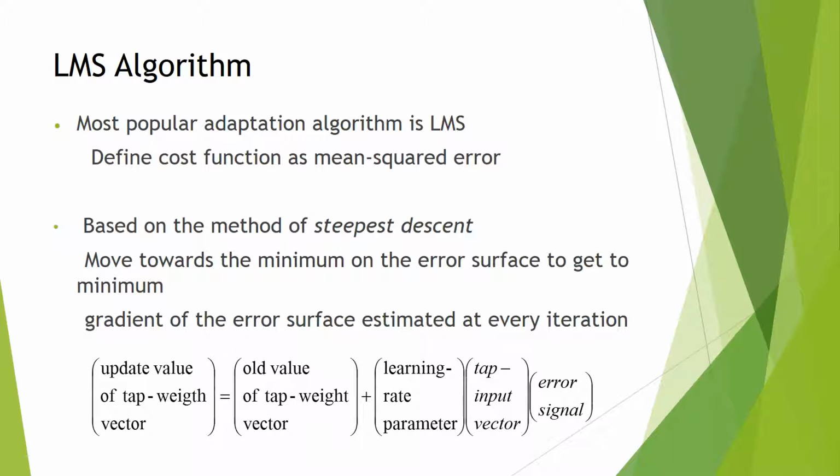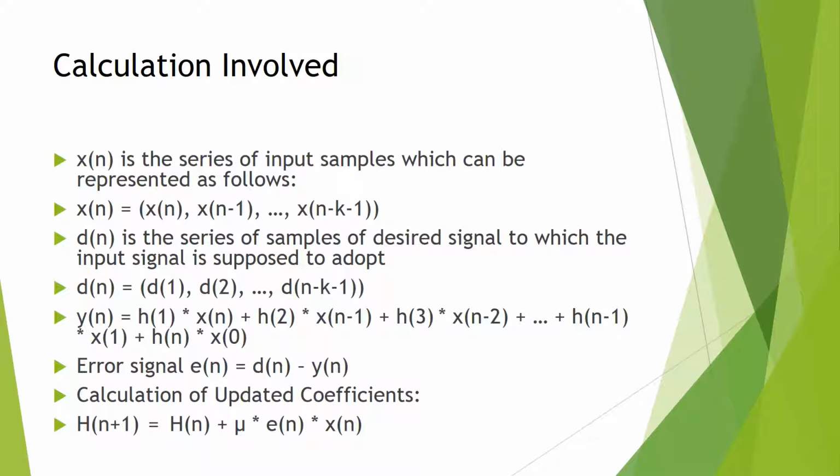So here is the basic LMS algorithm I use for my code. According to this algorithm, the updated value of the tap weight vector can be found by adding the old value to the multiplication of the learning parameter, that is the convergence rate, the tap input vector, that is the input to the LMS filter, and the error signal. It is quite straightforward, and mathematically the formulas are shown. The formulas are quite easy to understand from the LMS algorithm.